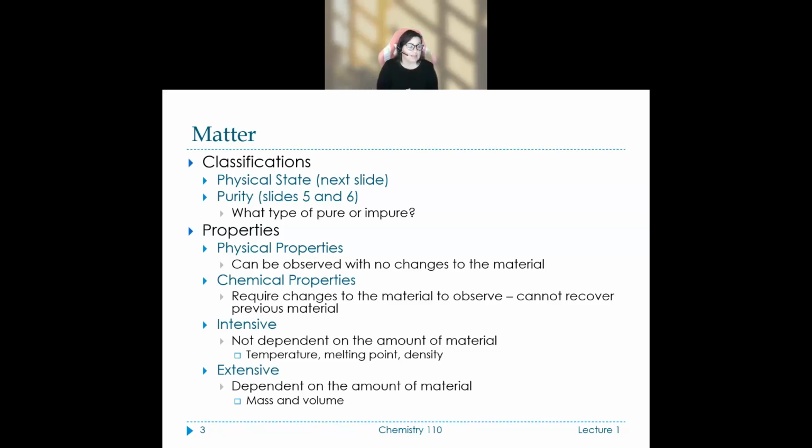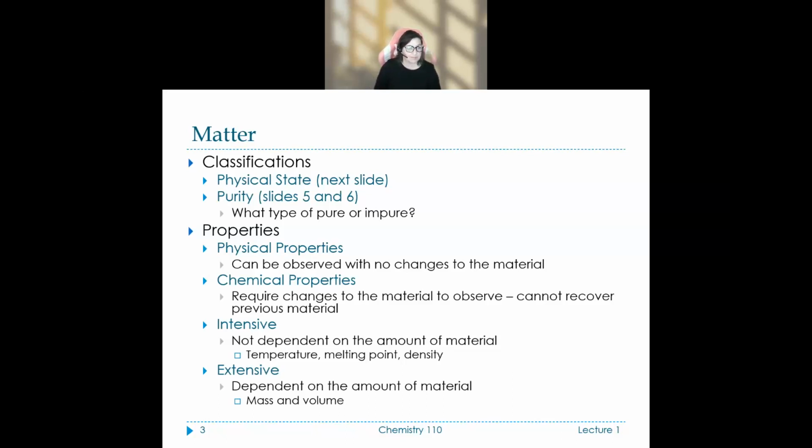We can talk about intensive properties, which are not dependent on the amount of material. Temperature, melting point, density are all intensive. So it doesn't matter if I have a giant sample of that or a small sample of that, they're the same. Anything that's extensive depends on the amount of the material. So the mass and the volume of that material are going to be dependent on how much you have. Adding more will change that.